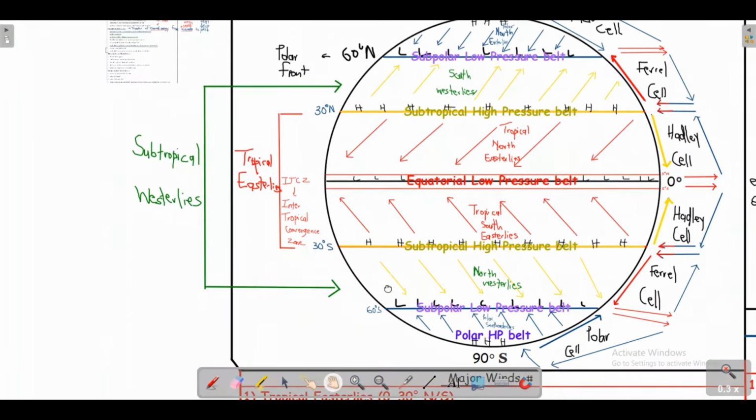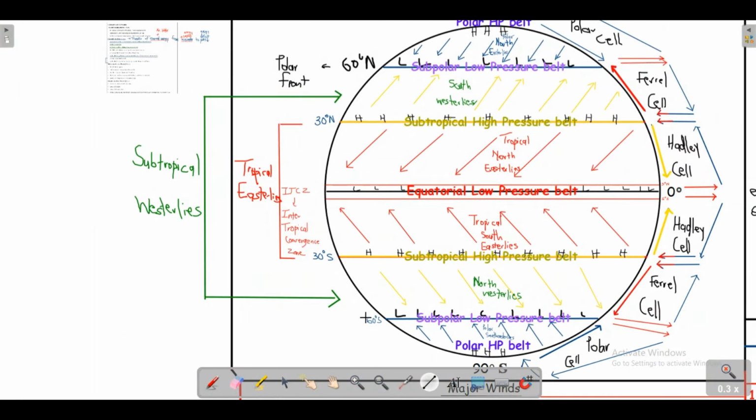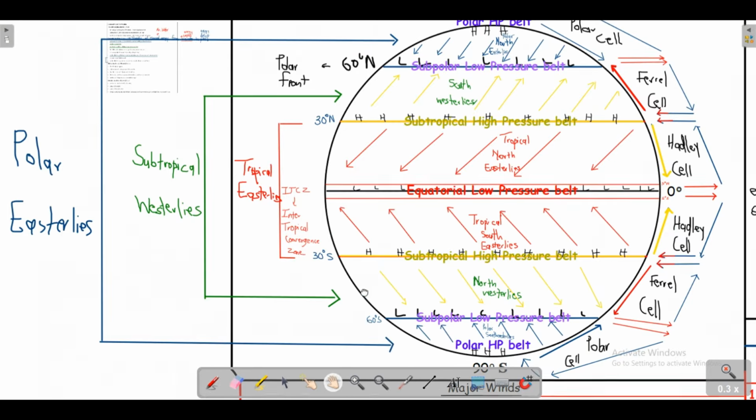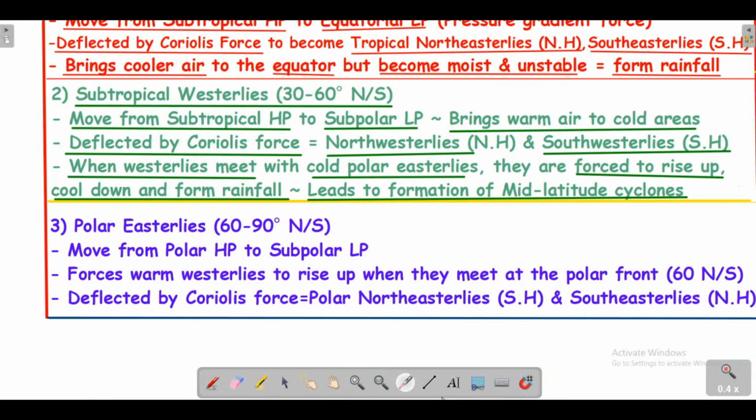But collectively, what do we call them? Okay, all of them are easterlies, right? So we have polar easterlies there collectively between 60 and 90 degrees. So these are found between 60 and 90 degrees, as we said, right? And they move from the polar high pressure to the subpolar low pressure.